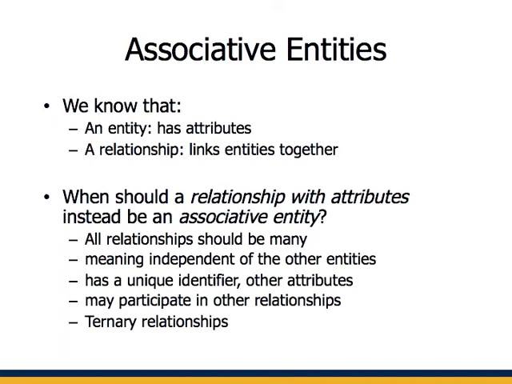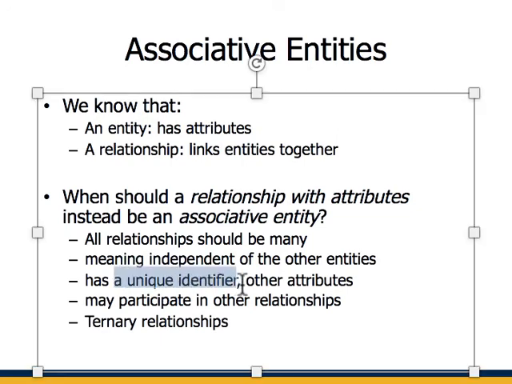Then an associative entity. You can think of it, like the name states, as an association between entities. So what's the difference between a relationship and an associative entity then? The main thing is entities have attributes, relationships link those entities together. But if a relationship is many to many, has a unique identifier and other attributes, usually in three-way relationships, then instead of having a three-way relationship, make it an associative entity, provided it has a key of itself, a unique identifier, and other attributes.